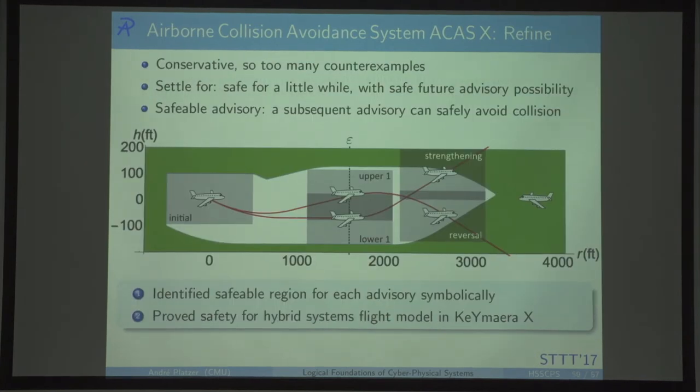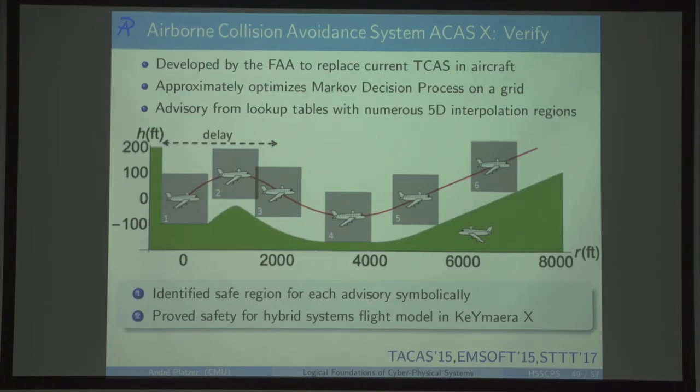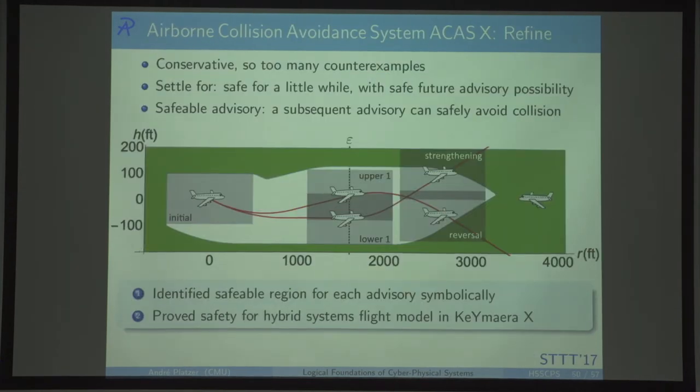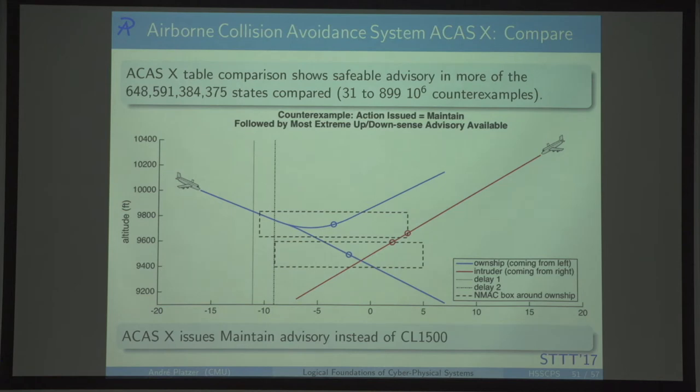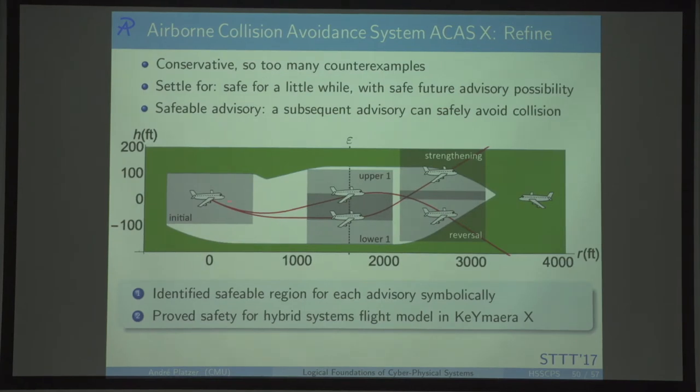And they said, that's wonderful, but we need fewer counterexamples than 15 billion. And then we looked at the notion of what happens, sort of last chance to see. So what are the cases where the system gives advice which it can ultimately still recover from by giving a different advice? For example, it would say climb and later on say, I meant this instead. Or it will say climb and later on say, actually, you need to climb some more. So climb at 1,500 feet per minute and then later on say climb at 2,500 feet per minute.